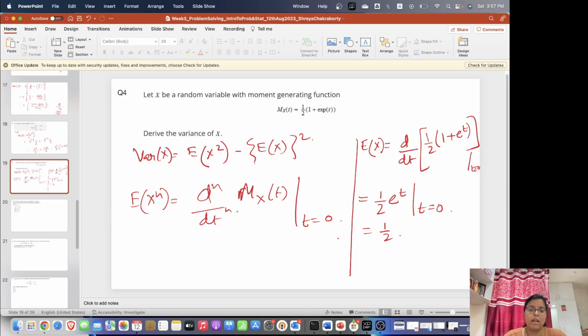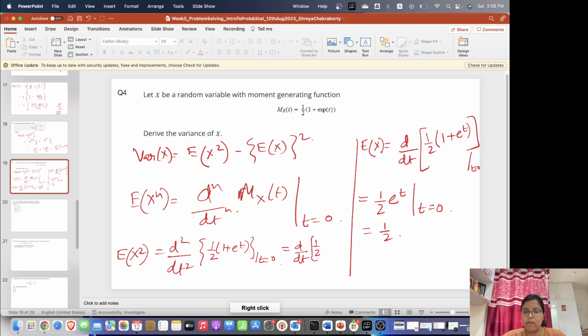Okay. Next, we have to find the expectation of x square. This is d2 dt square of half (1 plus e to the power t) evaluated at t equal to 0. We got the expectation of x as half e to the power t, so this will be again d dt of half e to the power t evaluated at t equal to 0, which is again half.